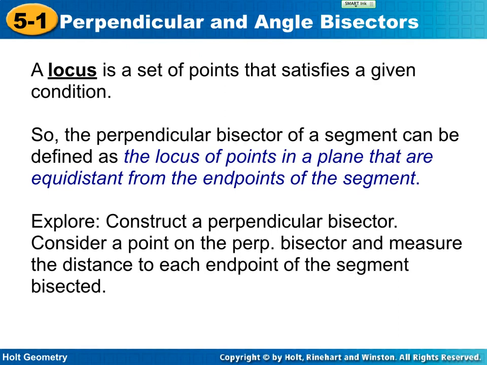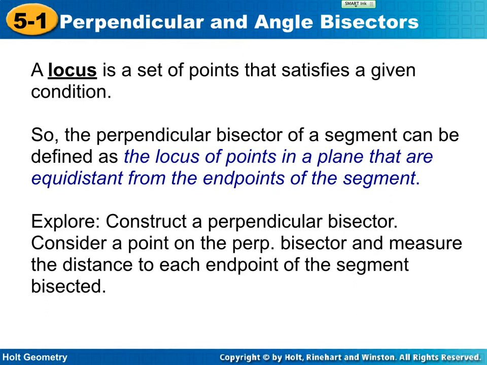The term locus is used in our books a few times, and so if you don't know what that word is, it's kind of confusing. So locus just means a set of points that satisfies a given condition. Locus is just a collection of points that follow a certain rule. So the perpendicular bisector of a segment can be defined as the locus of points in a plane that are equidistant from the endpoints of a segment.